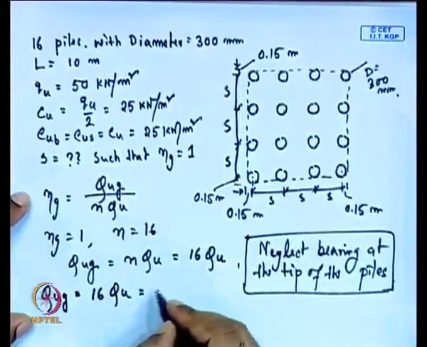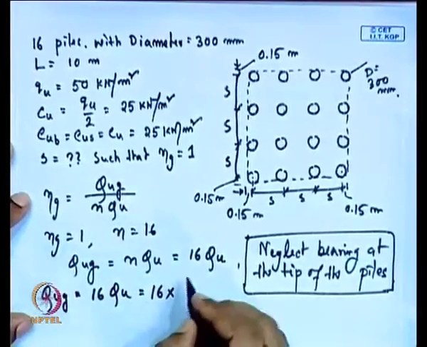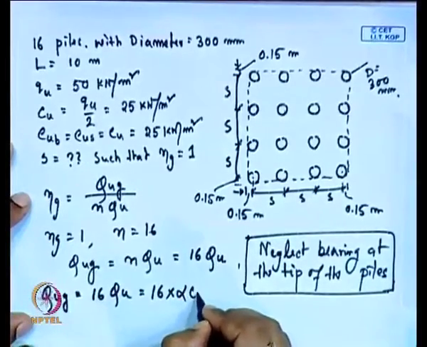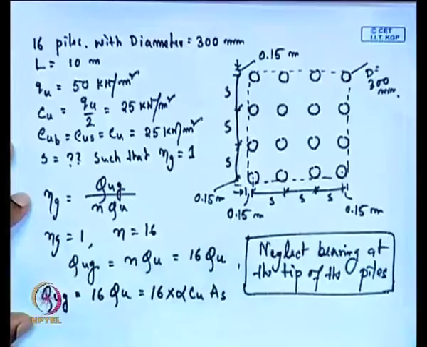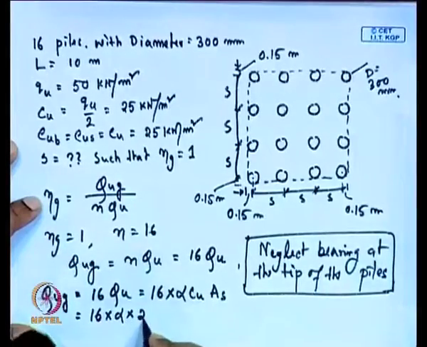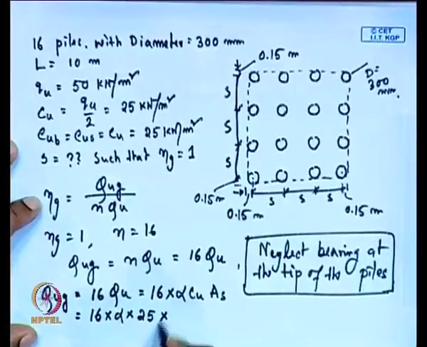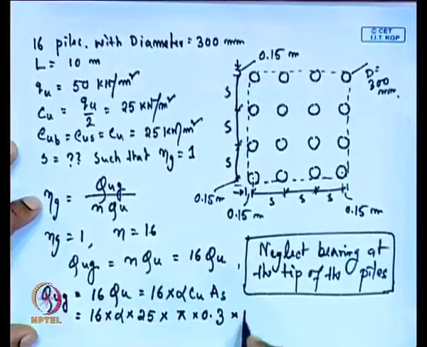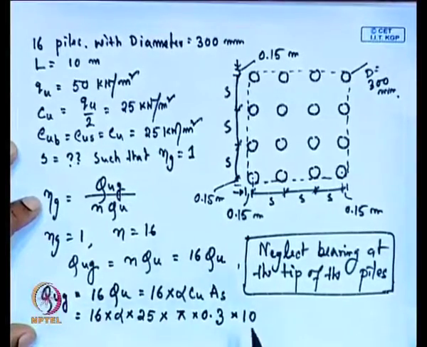So, the single pile capacity is 16 into alpha into Cu into As, the area at the surface. Here, 16 into alpha into Cu is 25, and the area is pi into 0.3 into 10, where 10 is the length. So, the area is pi d L, that is pi into 0.3 into L, with L being 10 meter. So, I am thinking you have to calculate this alpha.